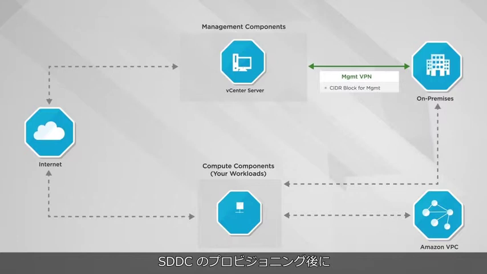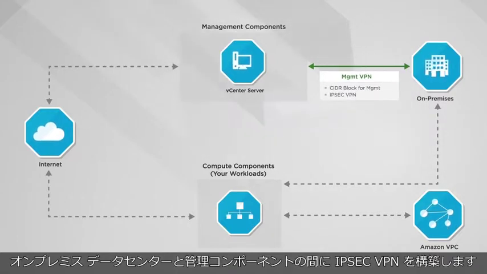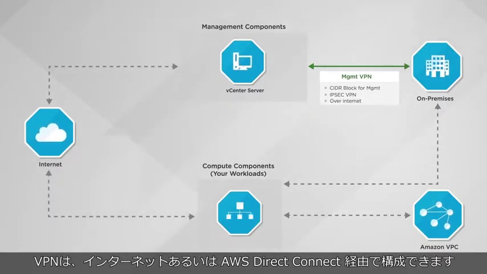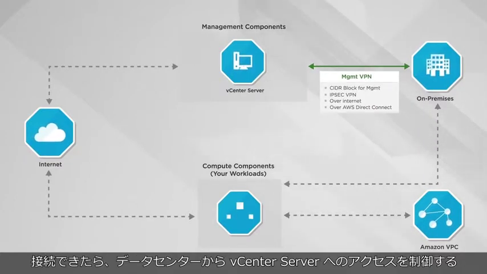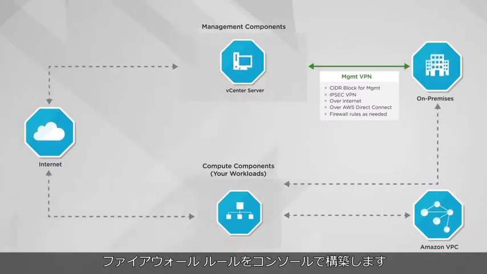After your SDDC is provisioned, you will need to build an IPsec VPN between your on-premises data center and management components. This VPN can travel over the Internet or over AWS Direct Connect. Once connected, you can build firewall rules in the VMware Cloud on AWS console to control access to the vCenter server from your on-premises data center.